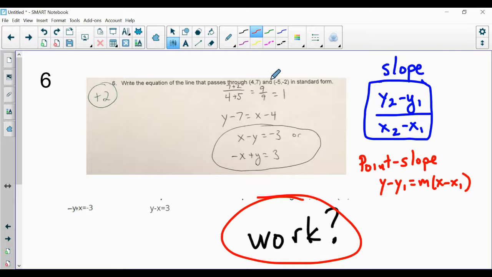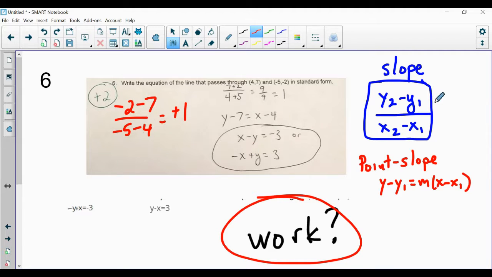Problem 6, we have to use the slope formula. So you could go -2 minus 7 over -5 minus 4 also, and get -9 over -9, which ends up being +1 also. And then I would use point slope form and then solve.